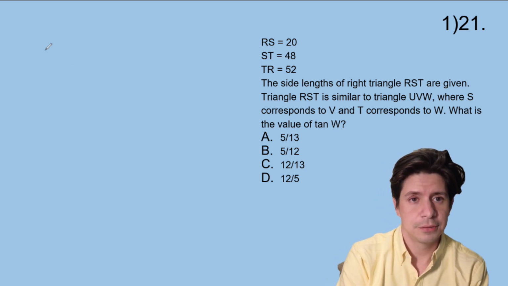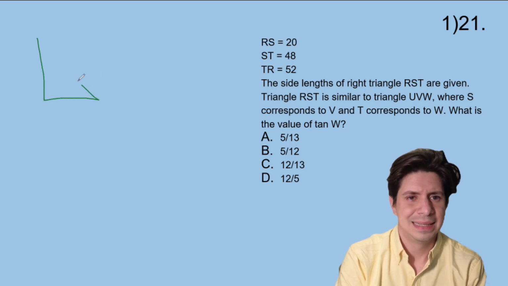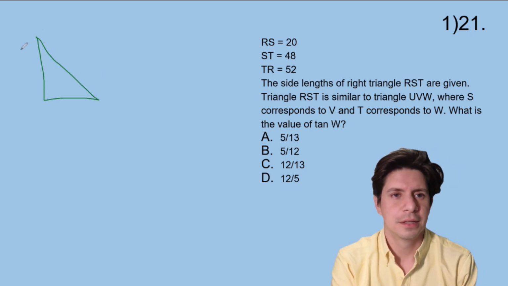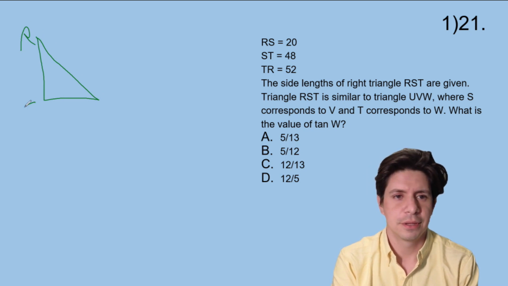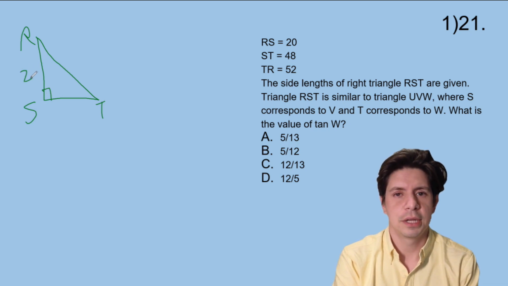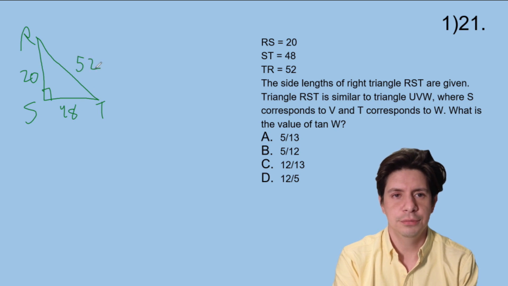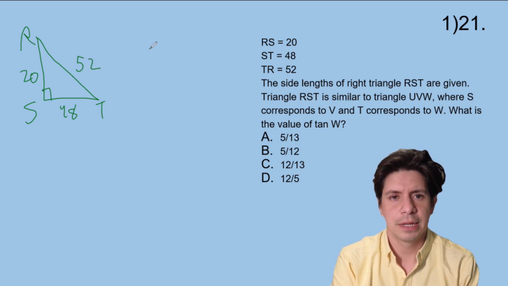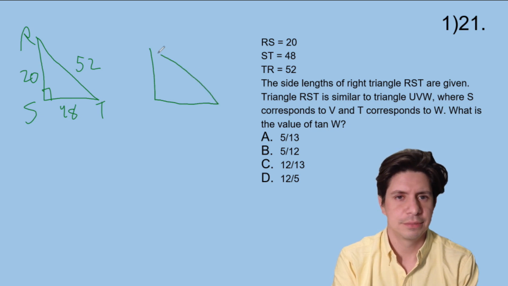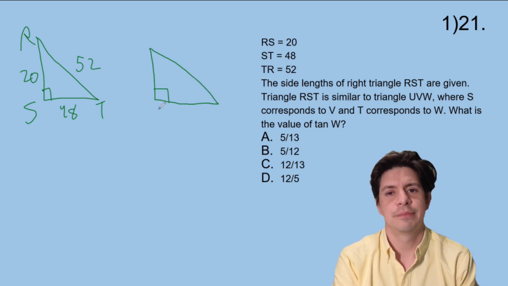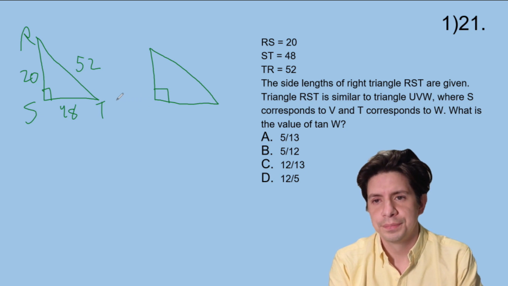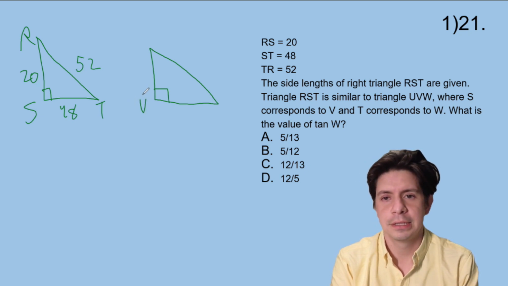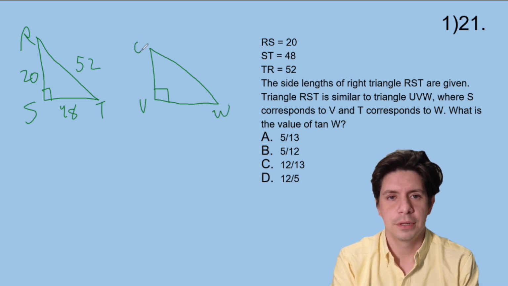So let's draw out a right triangle. Doesn't have to be perfect, right? We're not getting compared to Da Vinci or something. We just have to make sure we put the letters in the right place. S is the right angle, so RS is 20. ST is 48, and TR is 52. And then on the other one, it's going to be similar, so let's make it kind of look similar. They don't really, but same positions, right? So UVW, S and V correspond, so V goes here, and W and T correspond. So W goes here, and then we have U up here, right?